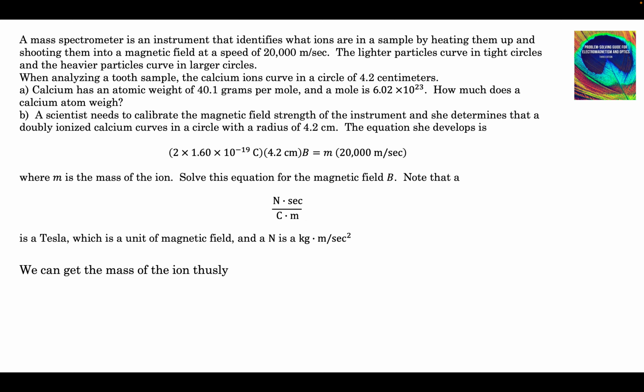All right, part A. Let's just get the mass of the ion, get that out of the way. 40.1 grams per mole. 1 mole is 6.02 times 10 to the 23 things. So we get 6.66 times 10 to the minus 26 grams per ion, per calcium ion.